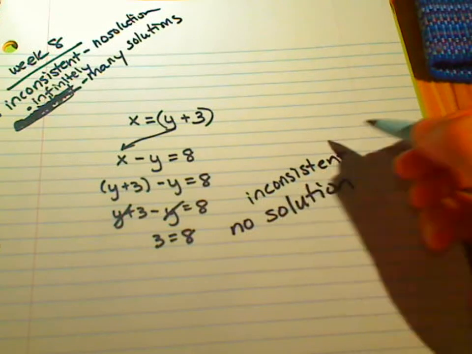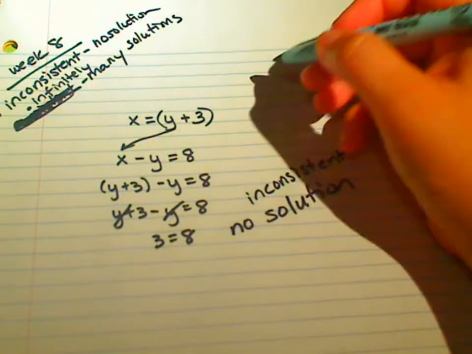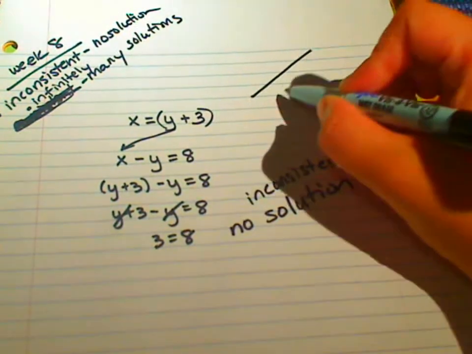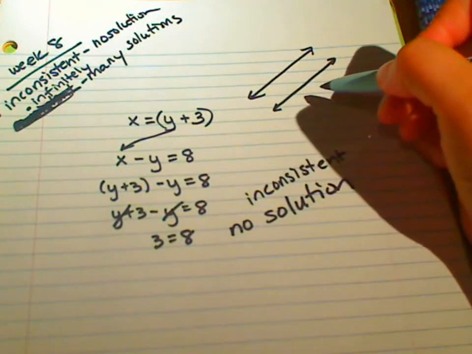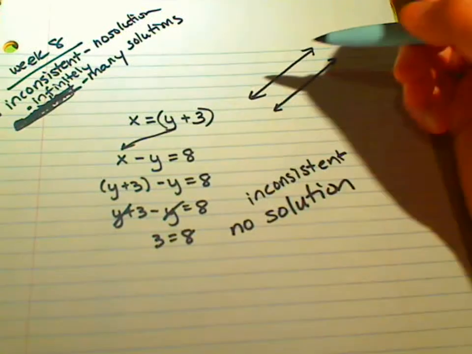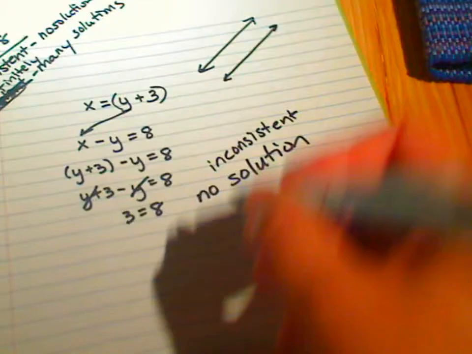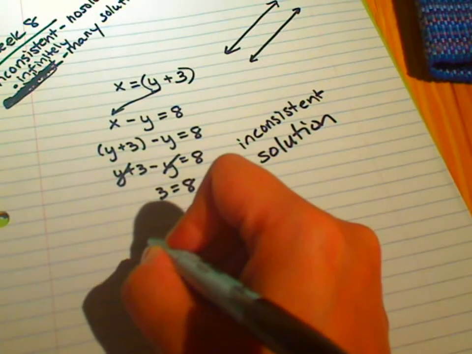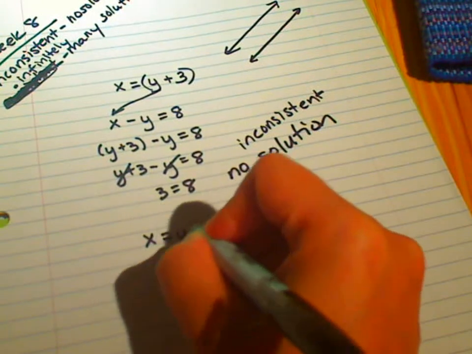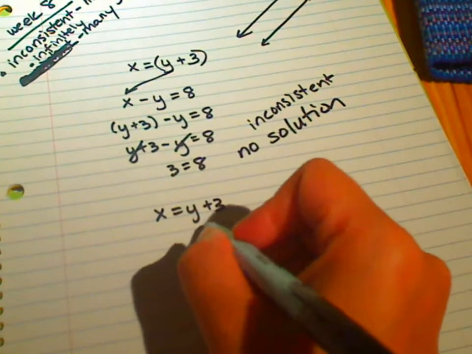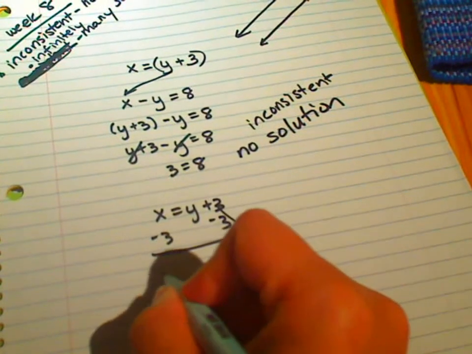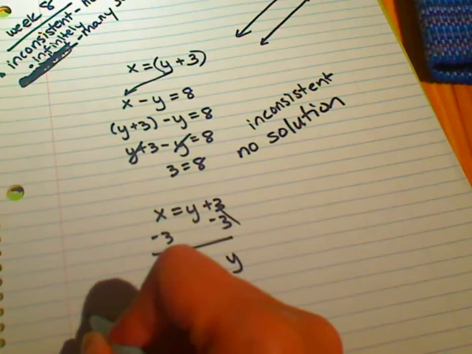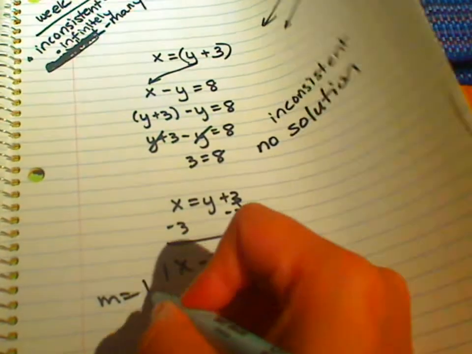And what technically happens with this is that these two lines are parallel to each other. If I were to ask you to graph them and figure out the slopes, you could also do it that way. You could figure out the slope and say if x equals y plus 3, you could subtract 3 from both sides and have y equal to x minus 3, and know that the slope here is 1.